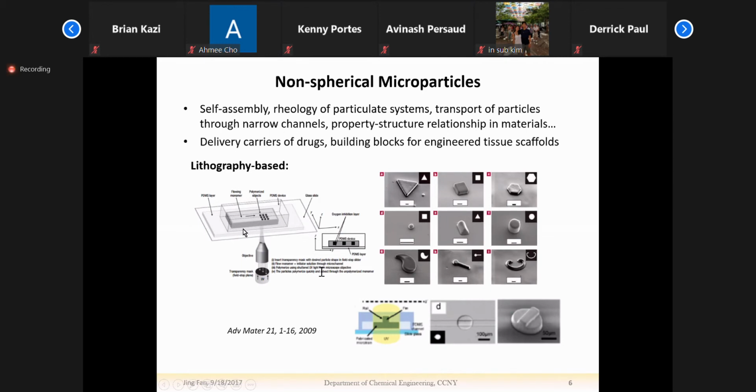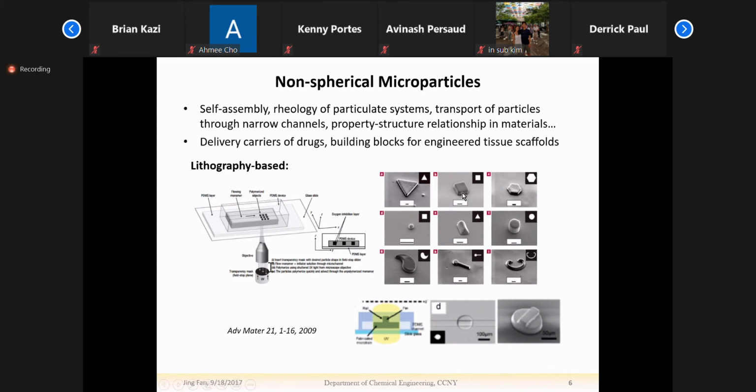So after you shine UV for, I don't know, a few seconds, you will have multiple particles formed in this channel. Then you continue to flow it. These particles will flow out of the channel, and then you can collect them in a container. Through this way, you can make non-spherical hydrogel particles of any shape, but they are all 2D extruded because you just shine it through the mask.